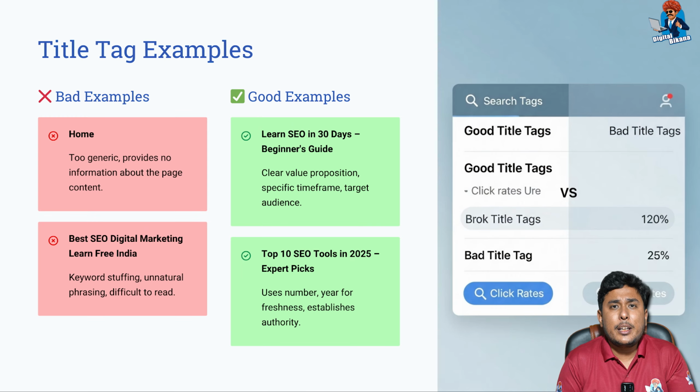Let's compare a poorly written title with a well-optimized one. Notice how the optimized title includes keywords, clarity, and a value proposition.